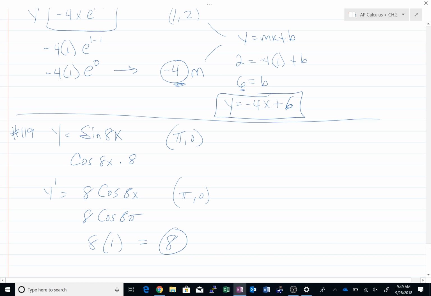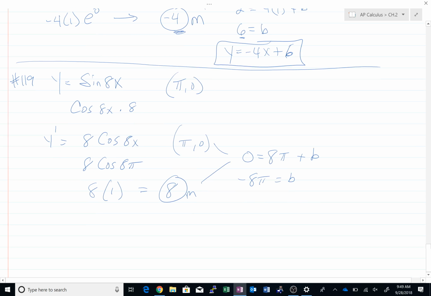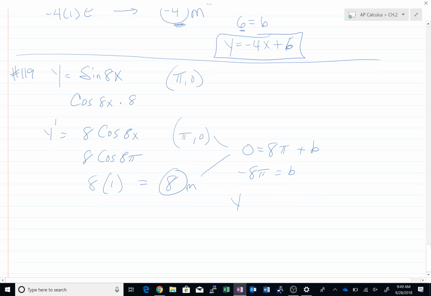Okay? Piece of cake now. Given a slope and a point, y equals mx plus b. So b is negative 8 pi. So therefore, y equals 8x minus 8 pi. That's the equation of my tangent line at 8 pi. Okay?